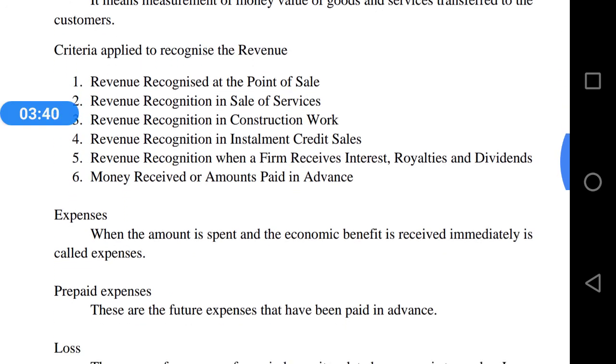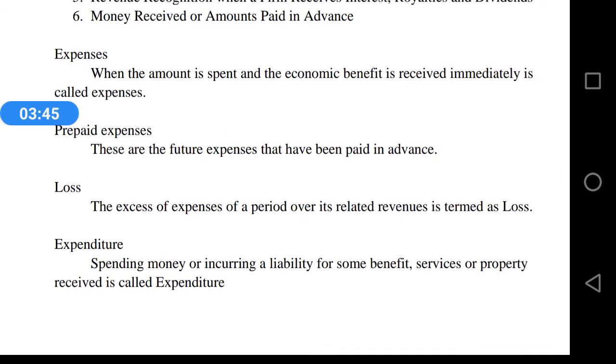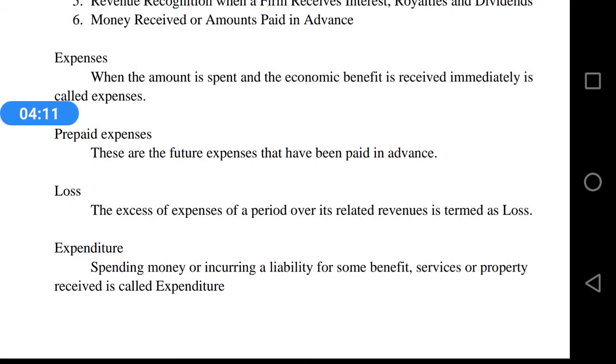Next concept is expenses. When the amount is spent and the economic benefit is received immediately, it is called expenses. Say for example, payment of rent, payment of salary, then payment of wages. Okay, the amount incurred to get immediate benefit is known as expenses. Then prepaid expenses, as the name indicates, prepaid means expenses paid in advance. Okay, so these all are the future expenses that have been paid in advance.